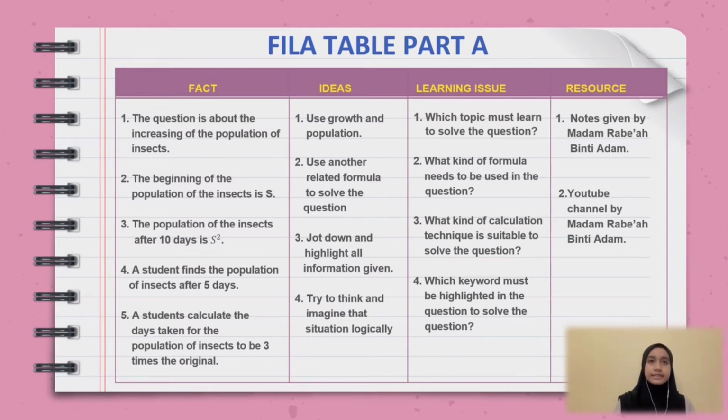Okay, so for the ideas, first, use growth and population. Second, use another related formula to solve the equation. Third, jot down and highlight all the information given. And fourth, try to think and imagine the situation logically.